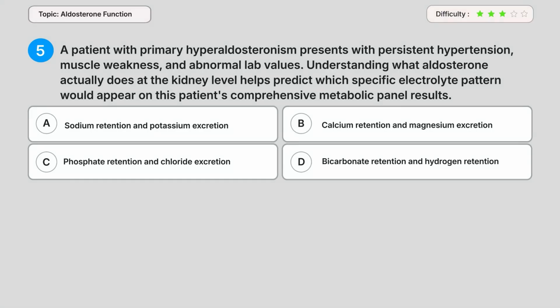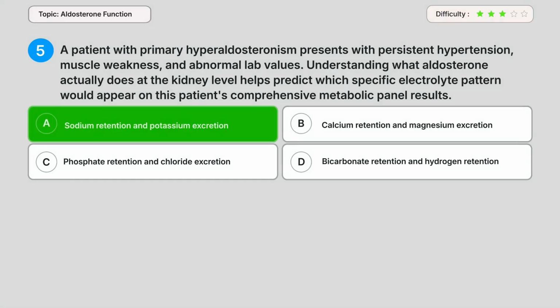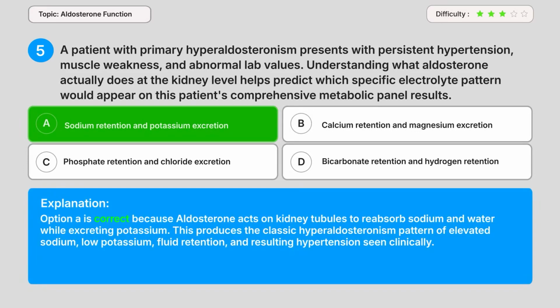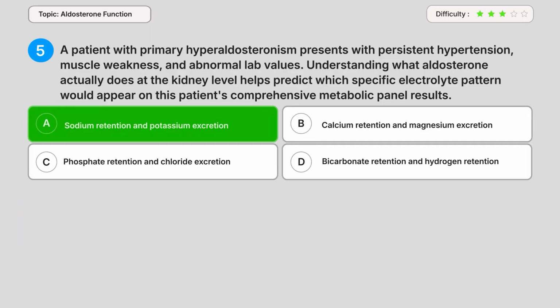Correct answer. A. Sodium retention and potassium excretion. Aldosterone acts on kidney tubules to reabsorb sodium and water while excreting potassium. This produces the classic hyperaldosteronism pattern of elevated sodium, low potassium, fluid retention, and resulting hypertension seen clinically.